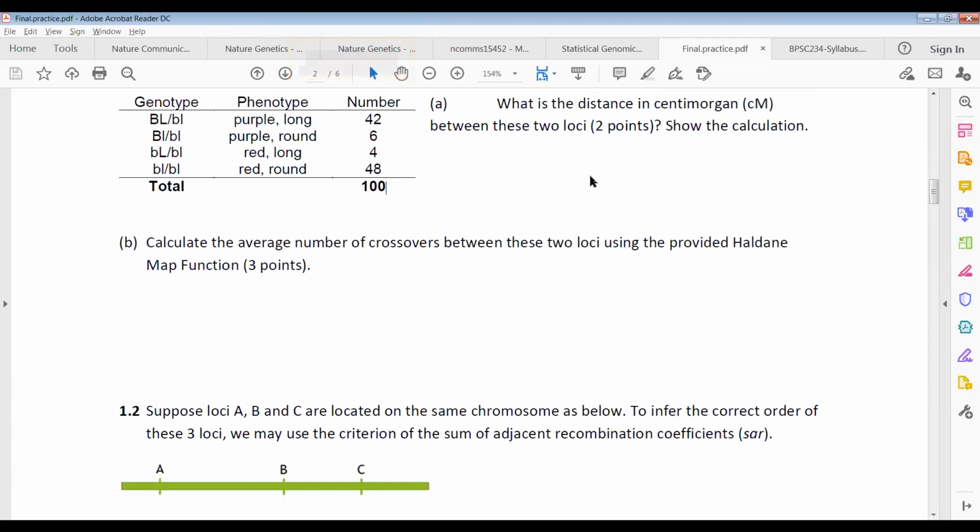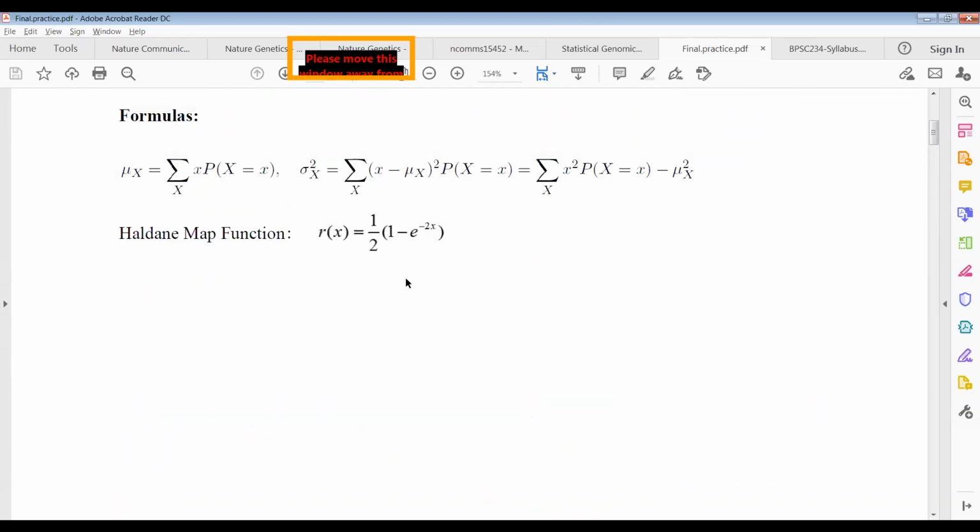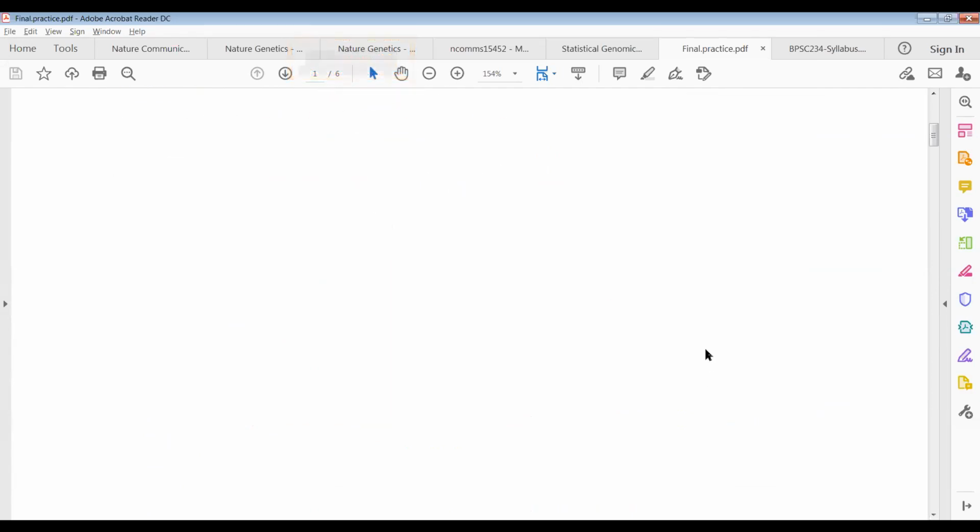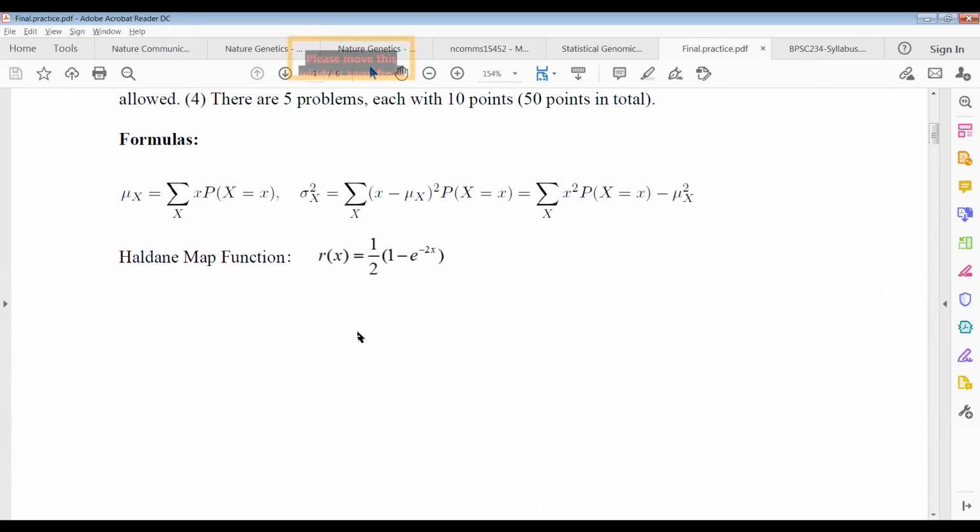Based on that, R equals 10 centimorgans, that is, R equals 0.1, right? Now, the second part is to calculate the average number of crossing overs between these 2 loci using the Haldane map function. I provided the function here, so of course you don't need to memorize this; you can find this equation in the textbook or in the lecture notes. Because R equals 0.1 in this situation, you just solve this equation and find the solution for x. So x is the average number of crossing overs between these 2 loci.